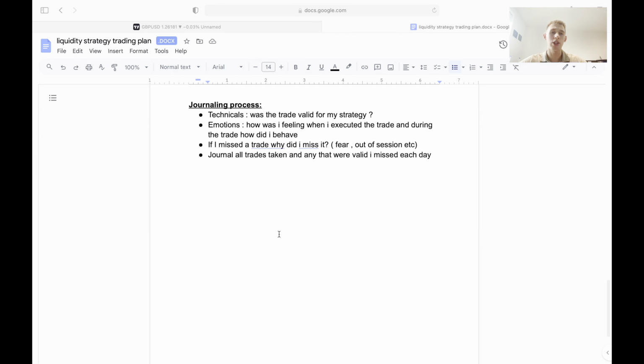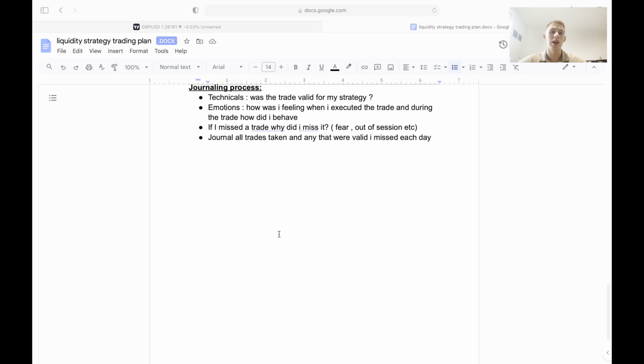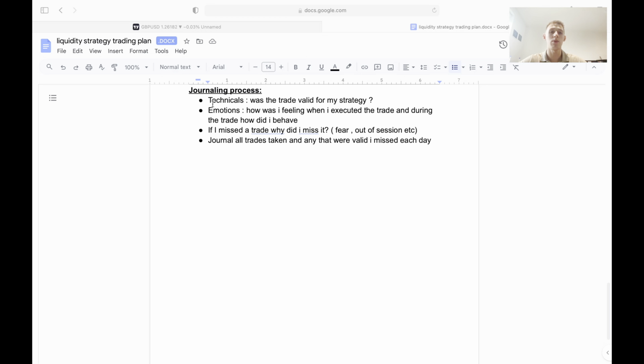And as for the journaling process, how do we go about journaling these trades? This is how I personally do it, and this is what I find to be the most useful. We basically note down first of all the technicals. So this includes, why did we take the trade from a technical perspective? Was the trade valid for the strategy? And if it wasn't, write down why you think you took the trade.